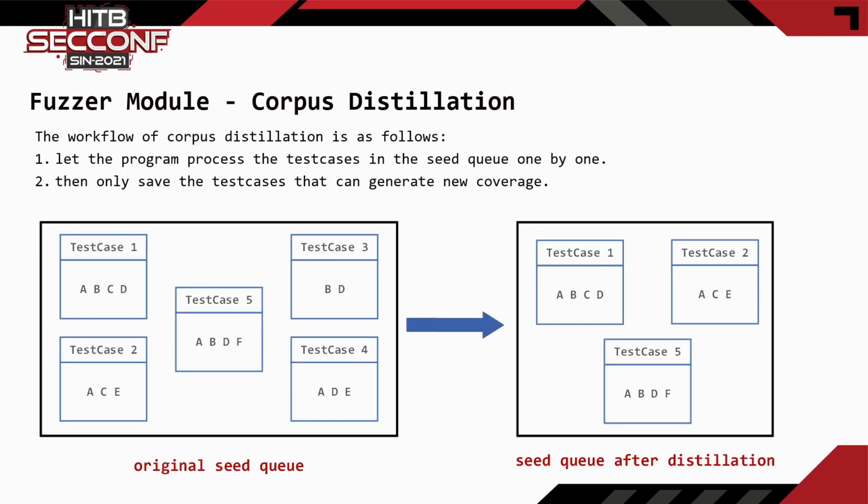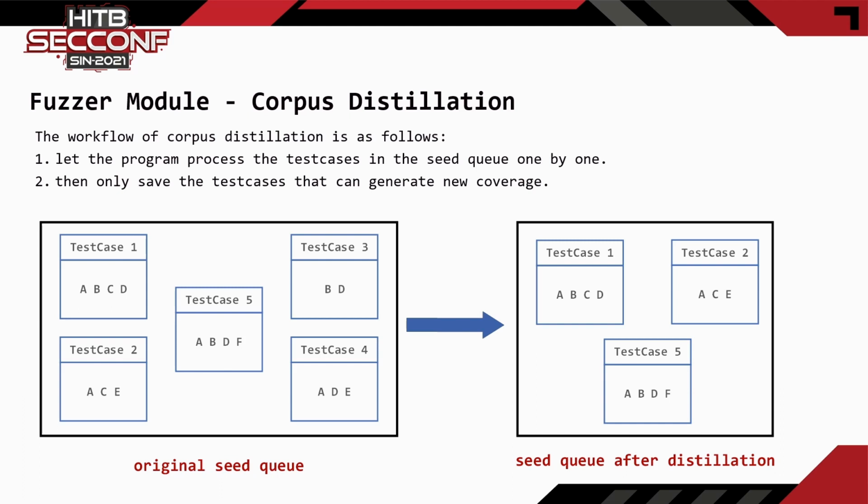The workflow of corpus distillation is as follows. First, the fuzzer lets the program process each test case in the seed queue. Then it only saves the test cases which can generate unique coverage to the seed queue. In this way, we can reduce the number of test cases in the seed queue.